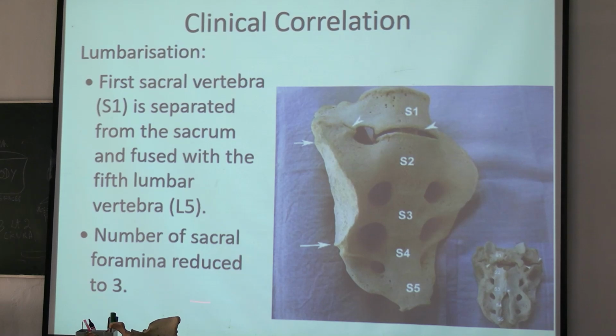And the number of sacral foramina here will be reduced to 3 pairs of sacral foramina. So S1 is fused with the lumbar. S1, S2, S3, S4, S5. Okay, understood?